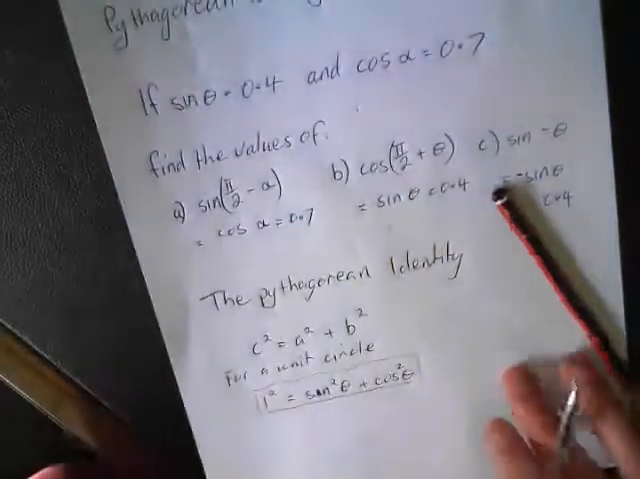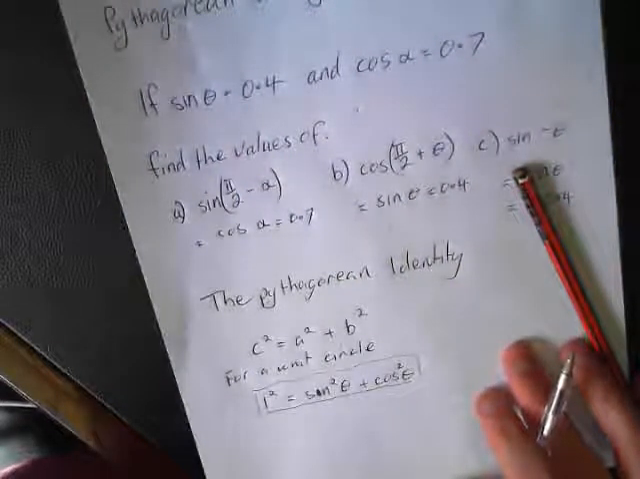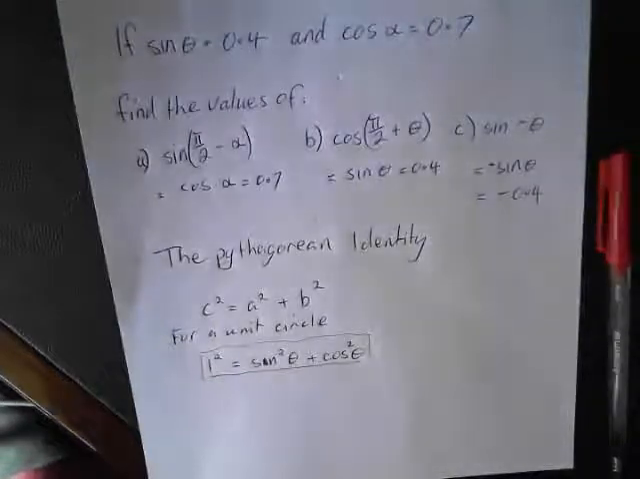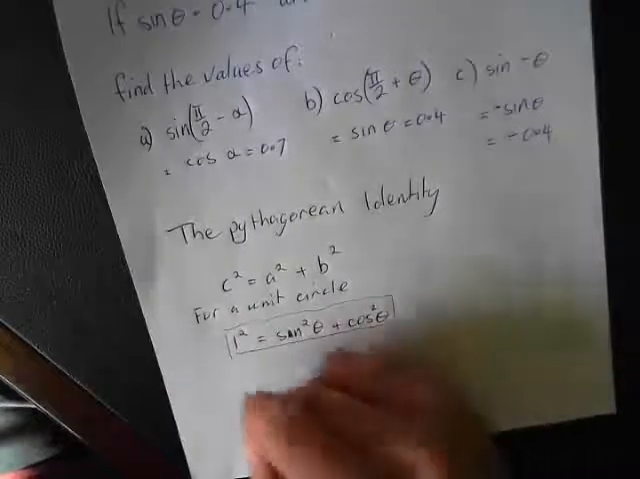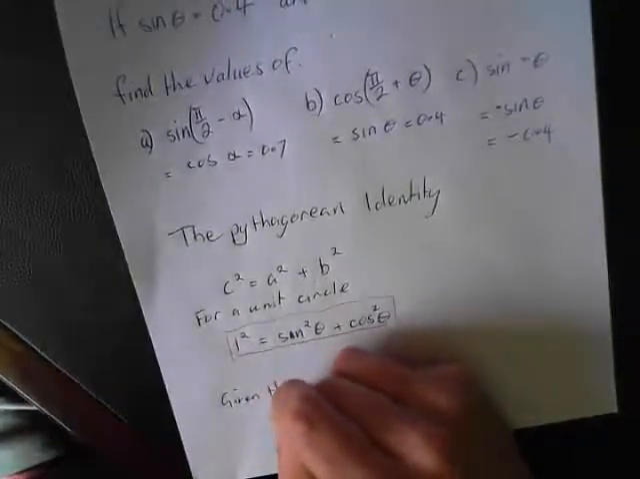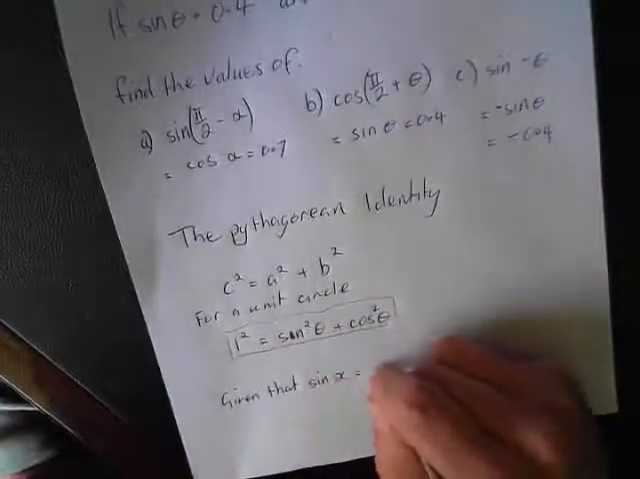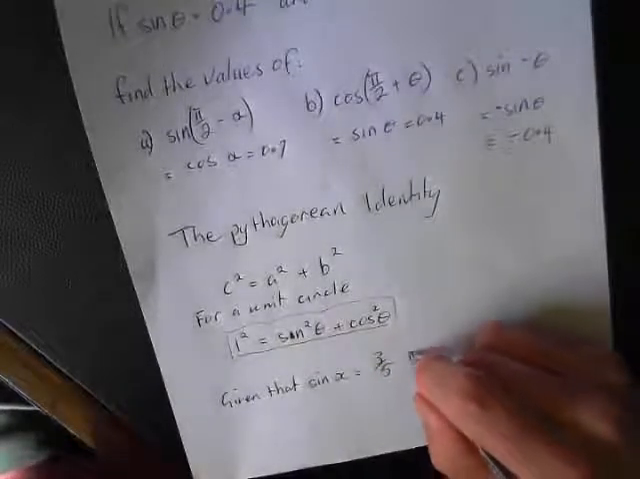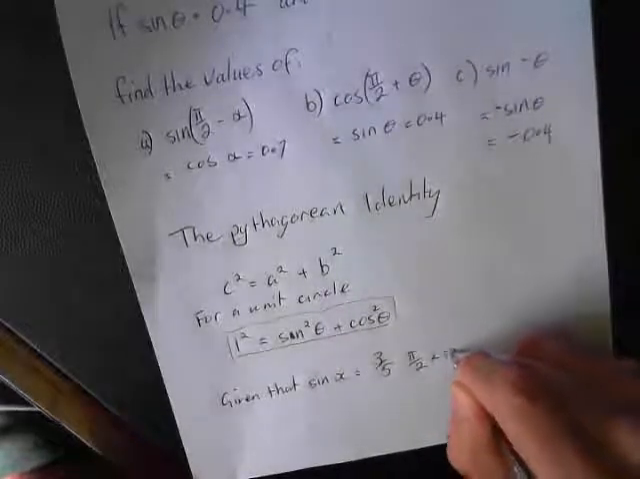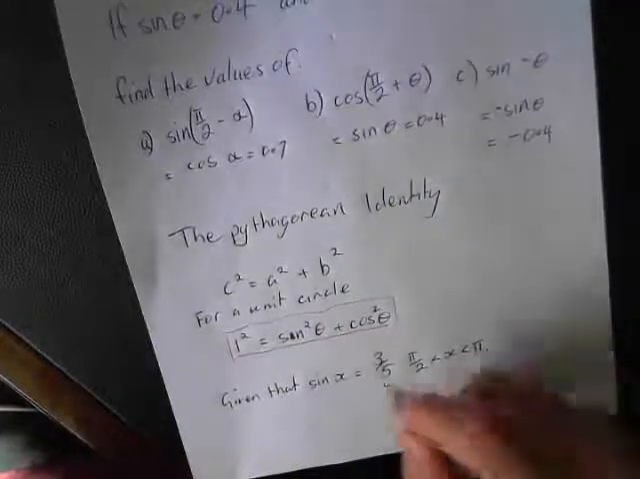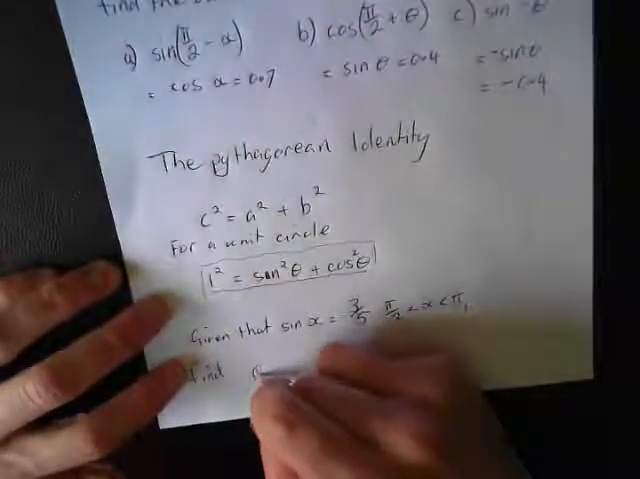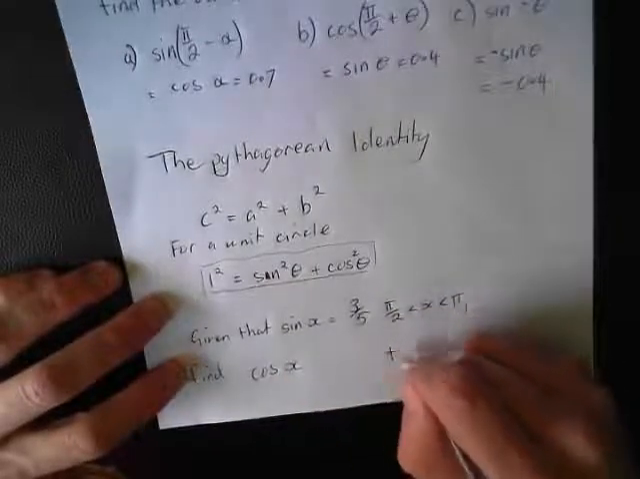Now, one thing you're asked to do is use this to solve for different values. So given that sine x equals 3/5, with x between pi on 2 and pi, find cos x and find tan x.